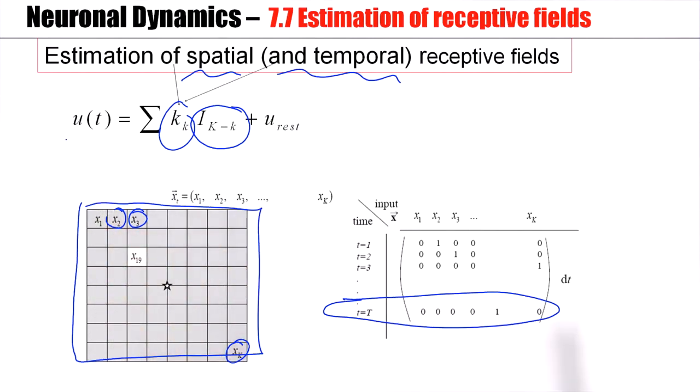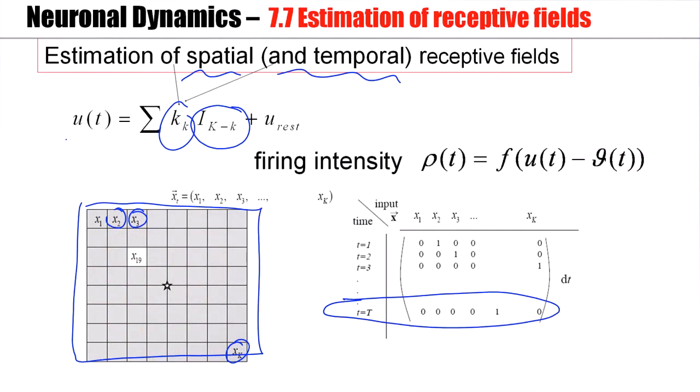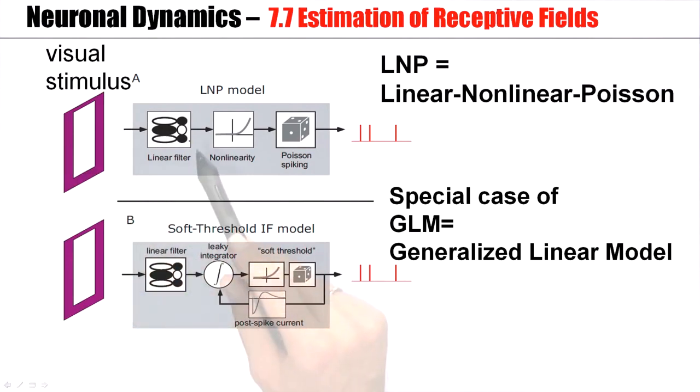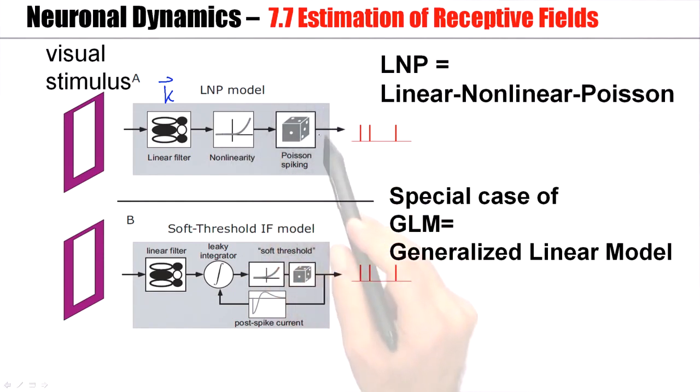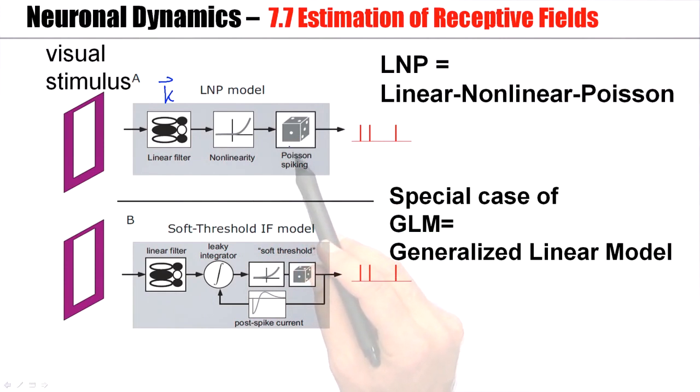And then we take this membrane voltage, the model voltage, and say, well, there's a certain firing intensity. The higher the voltage, the more likely the neuron is to fire. And this is called the linear nonlinear Poisson model. So we have our stimulus, we have a linear filter, that would be our vector k, the filter k sub index k. Then we have some nonlinearity, that's our function f. We use this to generate spikes with an inhomogeneous Poisson process, and this gives the linear nonlinear Poisson model.